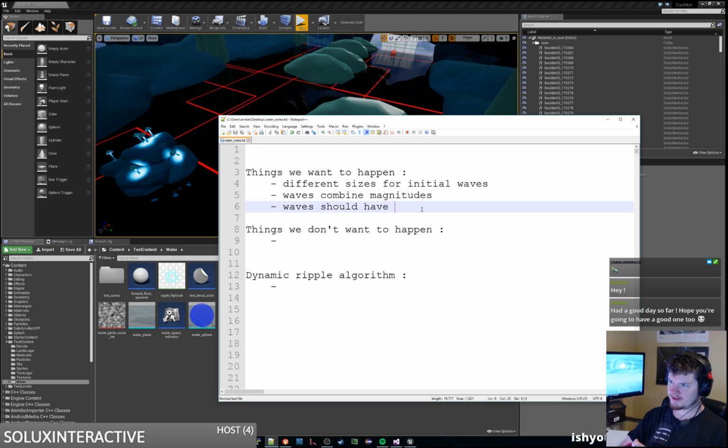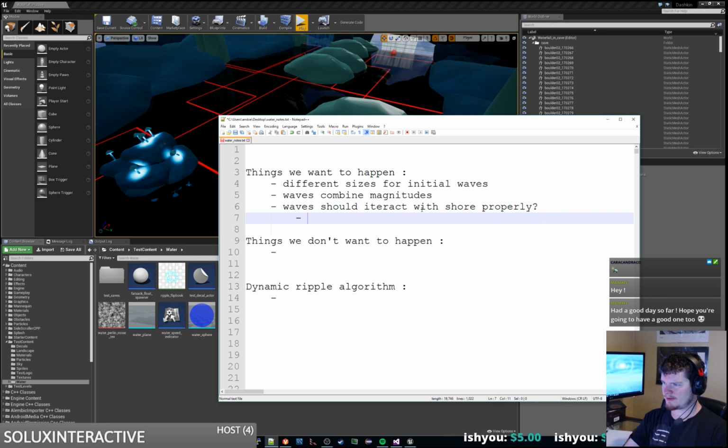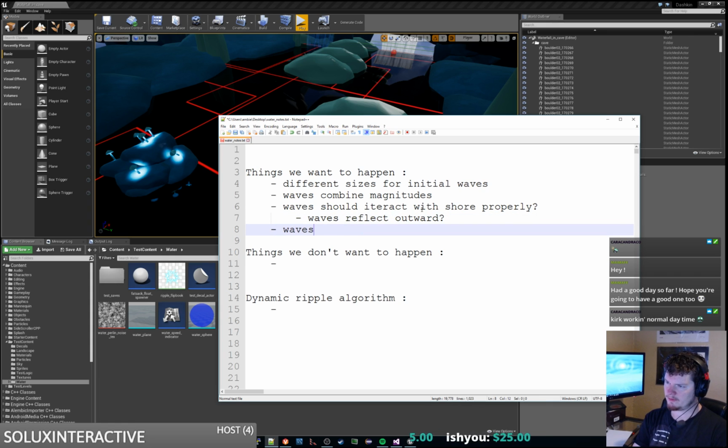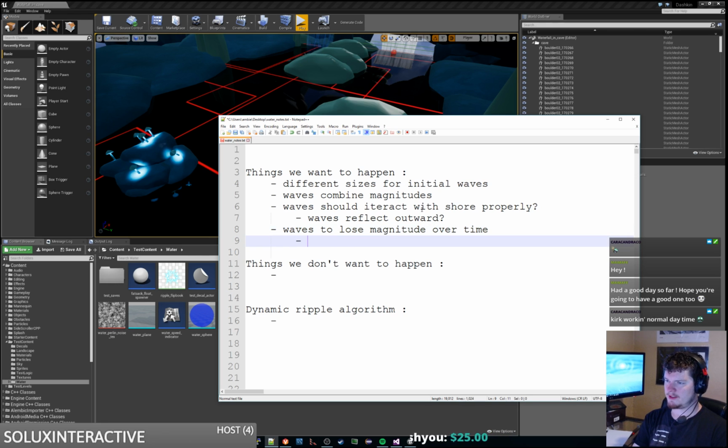So waves should combine magnitude. I'd like to have them interact with the shore. I'm not really sure what I want waves to do when they hit the shore. It'd be really cool if the waves reflect outward. We want waves to lose magnitude over time and eventually disappear.